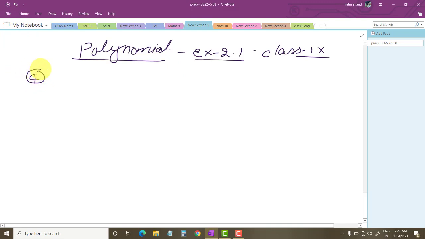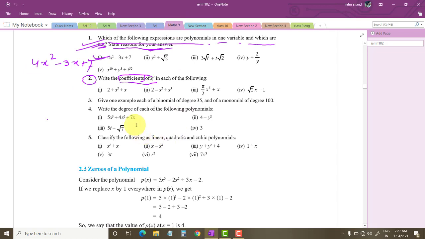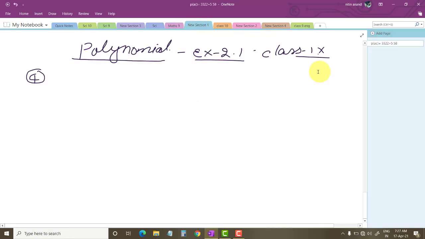What does the question say? Write the degree of each of the following polynomials. Firstly we will understand what the degree of a polynomial is, and then we will discuss the question.